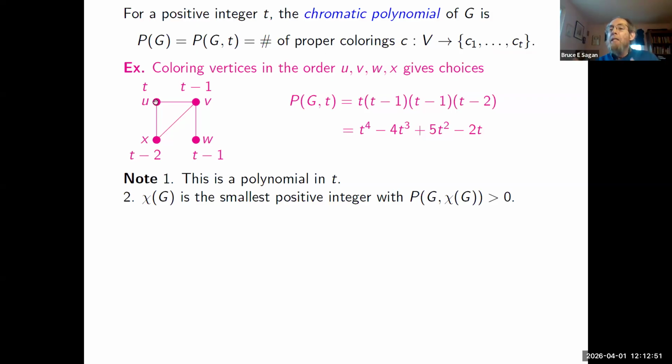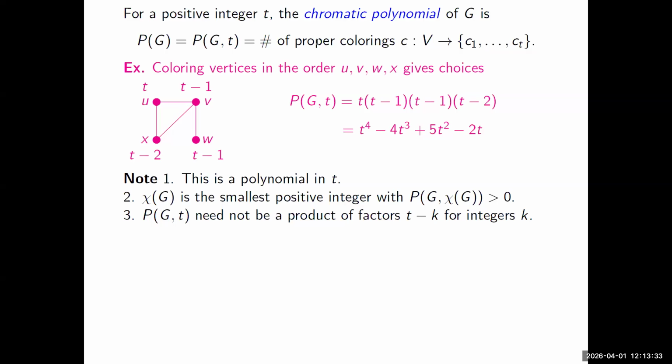Well, what is chi of G? It's the minimum number of colors you can use. So if I use fewer colors, how many colorings are there? Zero, right? Chi of G is the minimum, and therefore, since P of G is counting the number of proper colorings, if I plug in something smaller than the minimum, it's going to spit out zero because there are no colorings of that type. What's going to happen when you hit chi of G? Well, then, again, by definition of chi of G, there's at least one coloring with that many colors, and therefore, when I plug into this, the number of proper colorings, it'll count at least one, so it'll be positive.